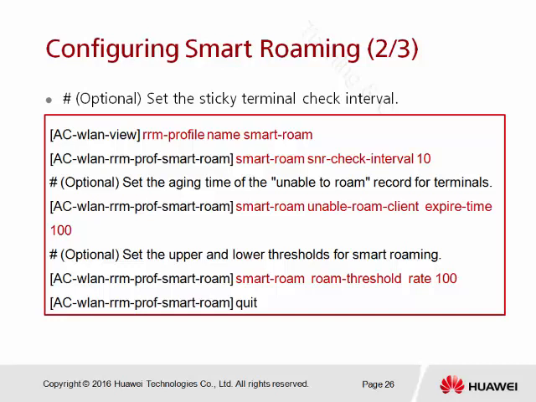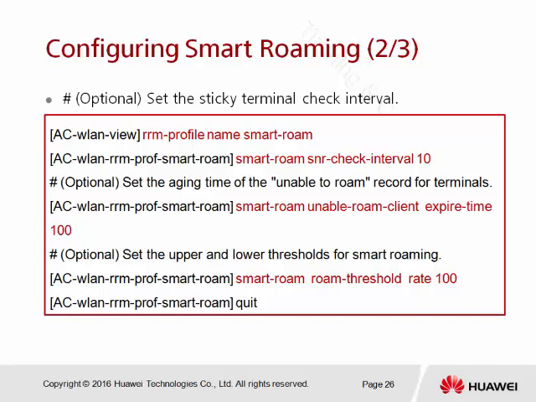Then optional number 2: set the aging time of the unable-to-roam record for the terminal. That is how long to determine that the terminal belongs to the unable-to-roam terminals, because the AC itself doesn't know how long before it can take the action and consider this one an unable-to-roam terminal. So you need to tell it the expire time, using the command smart roam roam client expire time, followed by the time. That is how long they're going to check.